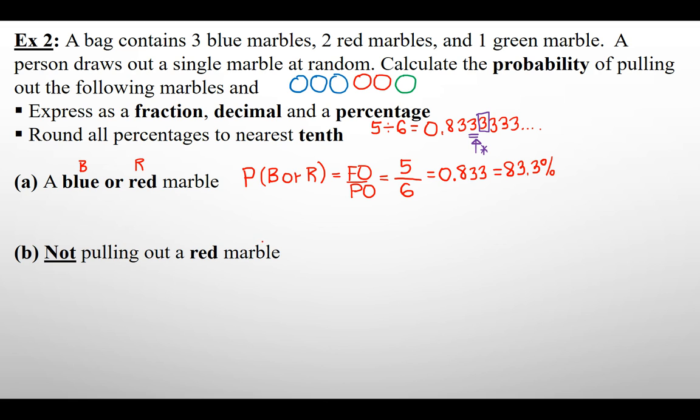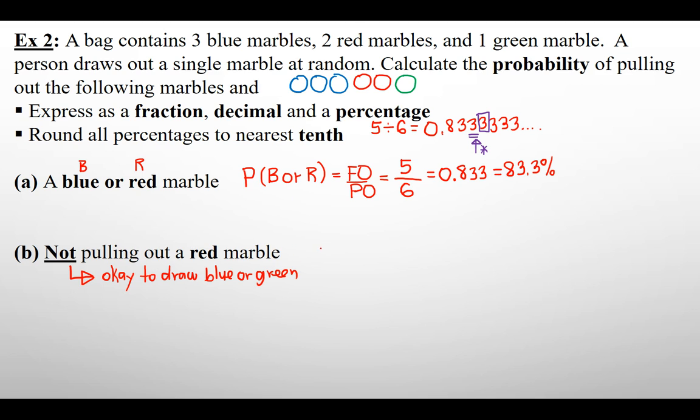B, what's the probability of not pulling out a red marble? Well, you just have to think about this. What does it mean to not pull out a red marble? Not pulling out a red marble would mean that you can have either blue or green. So it'd be okay to draw blue or green.